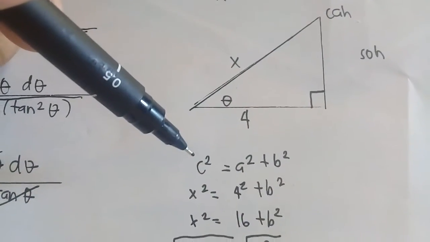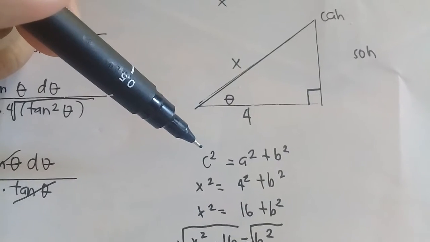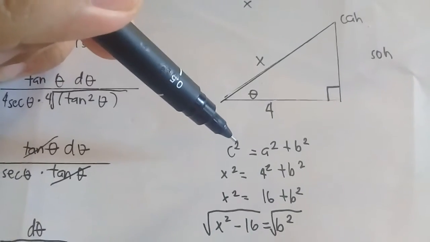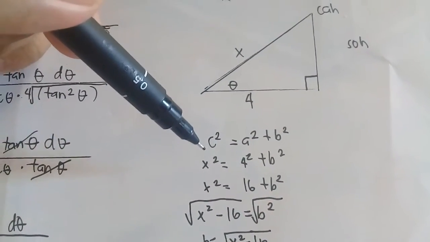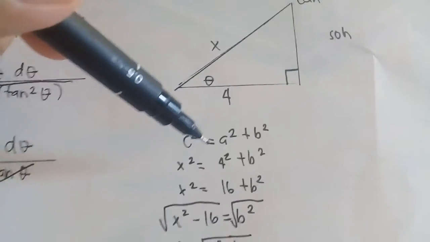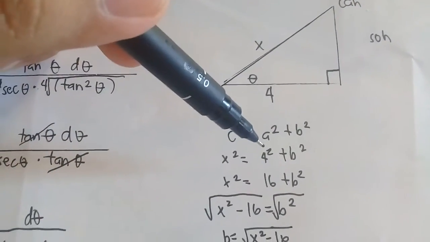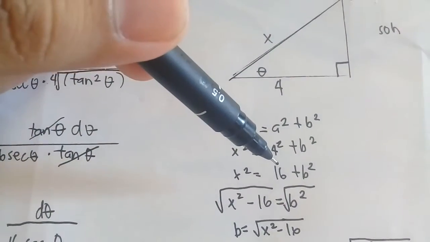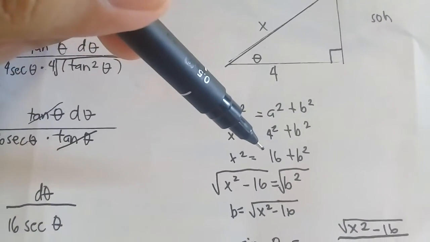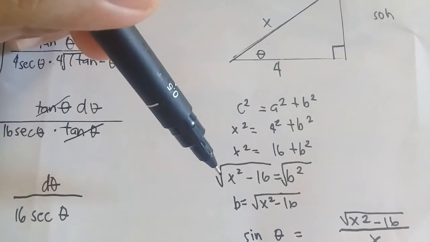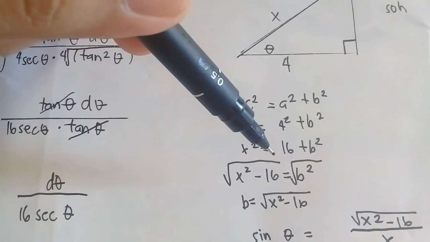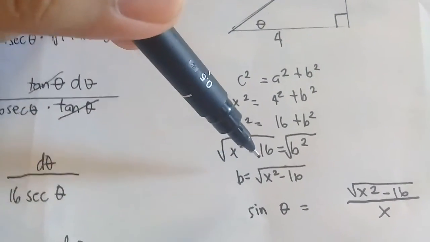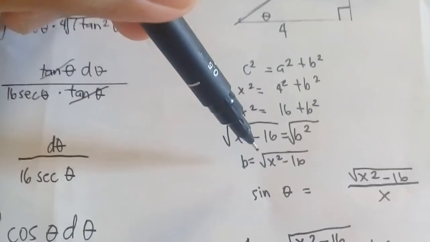So we have to find the sine by using the Pythagorean theorem. c squared is equal to a squared plus b squared, where c squared is the hypotenuse, which is x, and then the adjacent side is 4, so 4 squared plus b squared. Then we just simplify, which is 4 squared is equal to 16 plus b squared. Then the square root of x squared minus 16 is equal to the square root of b squared. Then it will be cancelled. b is equal to the square root of x squared minus 16.